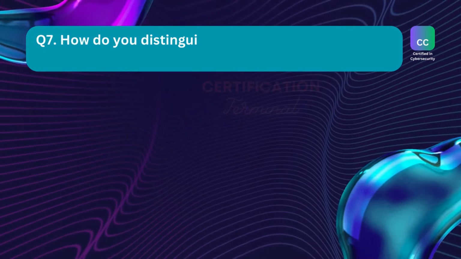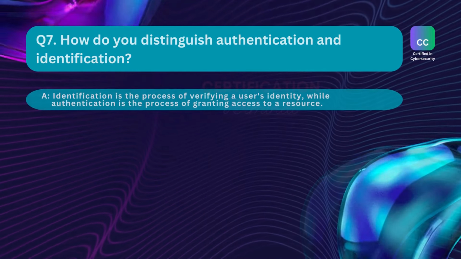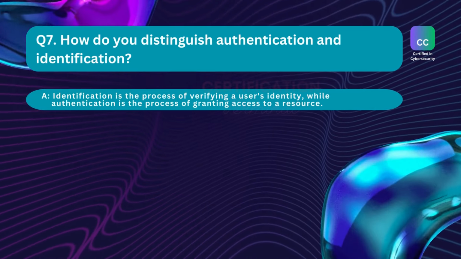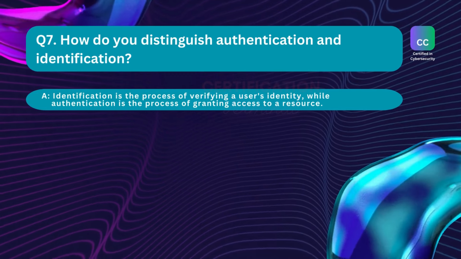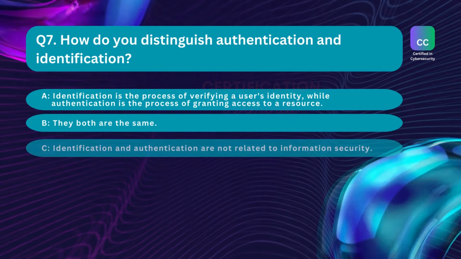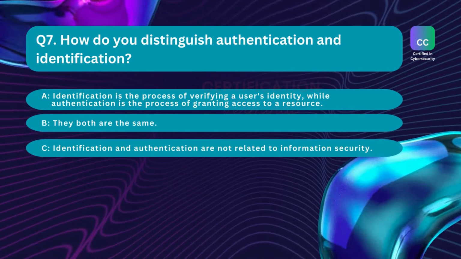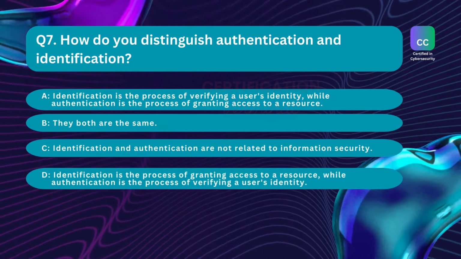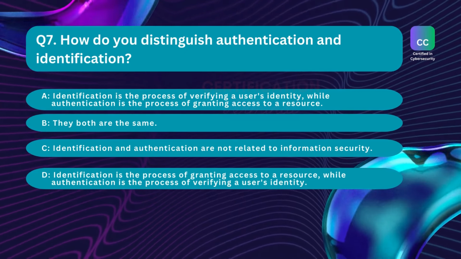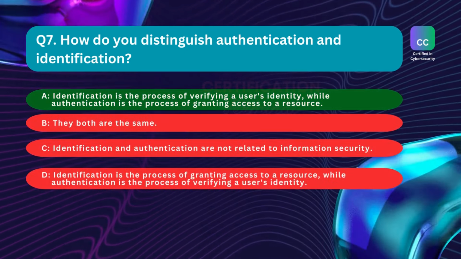Question number 7. How do you distinguish authentication and identification? Option A. Identification is the process of verifying a user's identity, while authentication is the process of granting access to a resource. Option B. They both are the same. Option C. Identification and authentication are not related to information security. Option D. Identification is the process of granting access to a resource, while authentication is the process of verifying a user's identity. The correct answer is Option A.